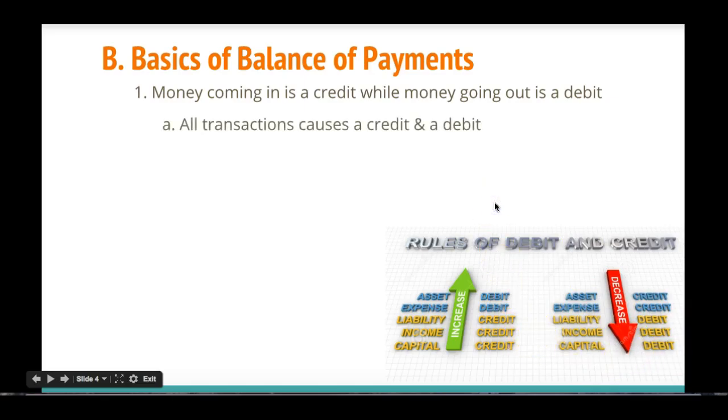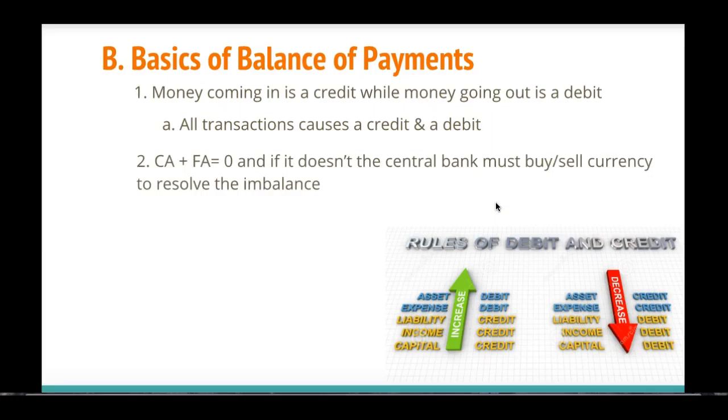So all transactions, however, cause a credit and a debit. It just depends upon what country you're talking about. So, for example, if I said the United States exports corn to Mexico, okay? For the United States, it's an export. So that means for the United States, it's a credit. However, for Mexico, it's an import. And so for Mexico, it's a debit. So that's what I mean by all transactions cause both credits and debits. It just depends upon which country you're looking at.